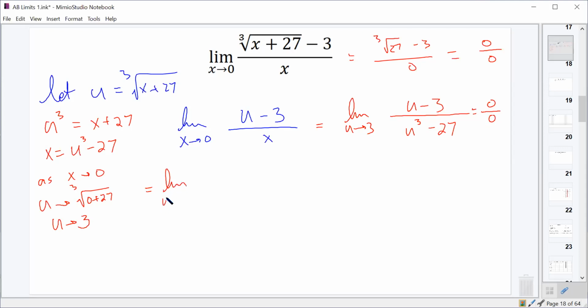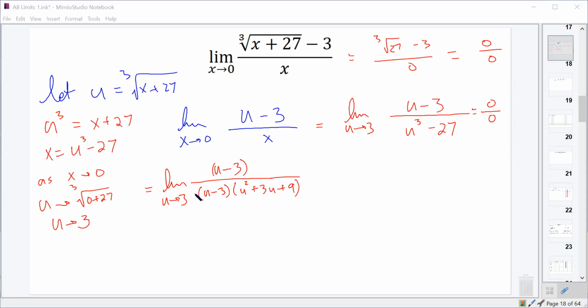So we're going to write this as the limit as u approaches 3 of u minus 3 over, and then this is a difference of cubes. That's on your special factoring cases one. Remember that one? How do you factor that difference of cubes? It ought to be u minus 3 times u squared plus 3u plus 9. It'd be good if you know how to factor those sums and differences of cubes, because they show up a lot with these limits.